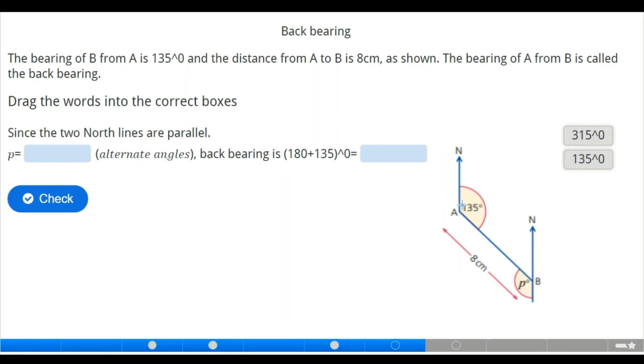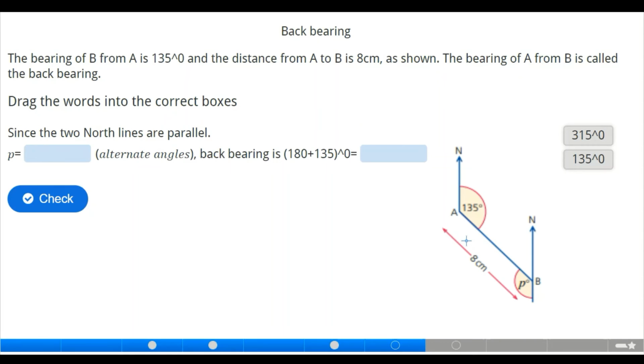So that implies that if you are to read a back bearing, we said that when reading a bearing, we read from the north. So if you are to read a back bearing, we are going to be reading from B this time around to A. That's the meaning of the bearing of A from B, and we call that back bearing.